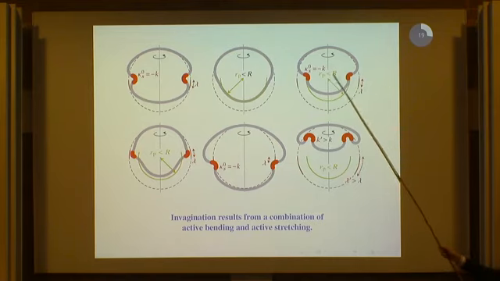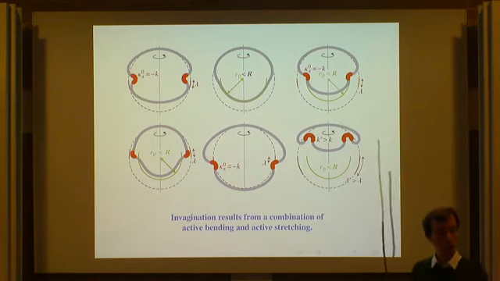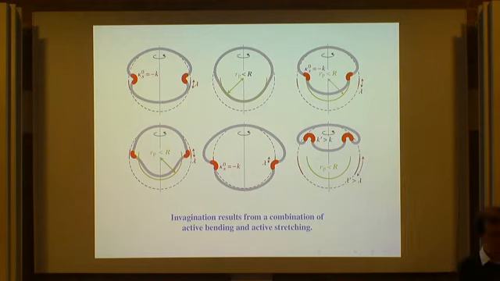If we now take this intrinsic curvature, increase it further, and widen the bend region, then we can indeed invaginate the shell. And so our first conclusion is that invagination results from a combination of active bending and active stretching. At this stage, I just want to take a slightly different approach and think in some more detail about the mechanics of these different geometric modes of this active bending and this active contraction.